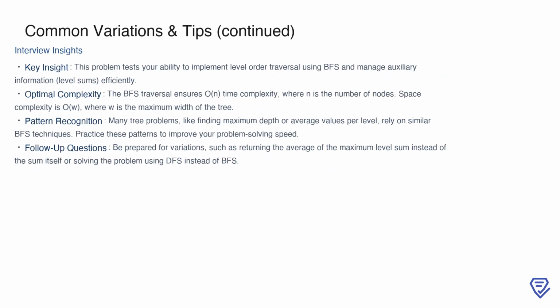This problem is designed to test your ability to implement level order traversal using BFS while efficiently managing auxiliary information, such as level sums. The optimal solution achieves a time complexity of O(n), where n is the total number of nodes, since every node is processed exactly once. The space complexity, on the other hand, depends on the maximum width of the tree, denoted as W, making it O(W). Recognizing patterns is another key takeaway here. Many tree-related problems, such as finding the maximum depth or calculating averages at each level, rely on similar BFS techniques. Mastering these patterns will significantly improve your problem-solving speed and adaptability.